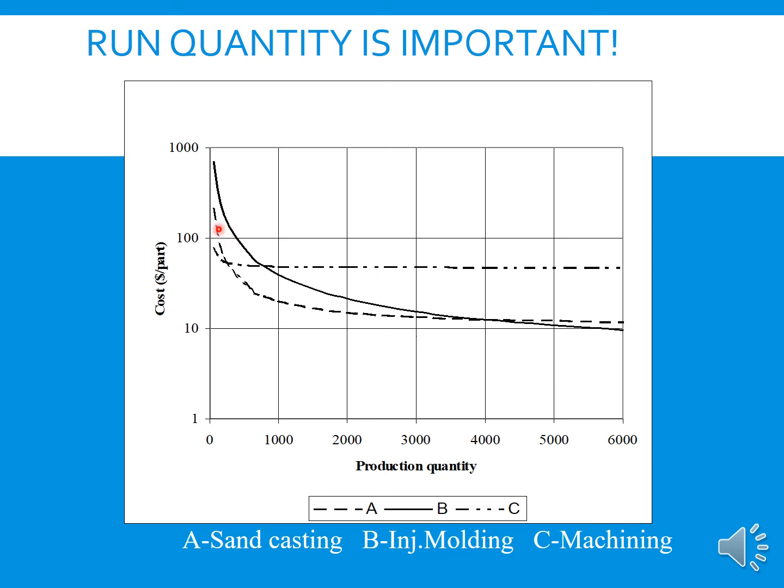Okay, this example. When you do sand casting A, with less quantity, we have a higher price. B, injection molding, also less quantity, higher price. Until 6,000, it is very low, very cheap. And the last one, machining, with less quantity it is a little bit worse, and then this continues.